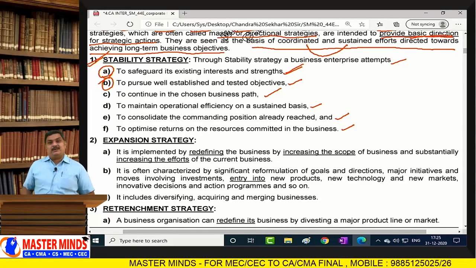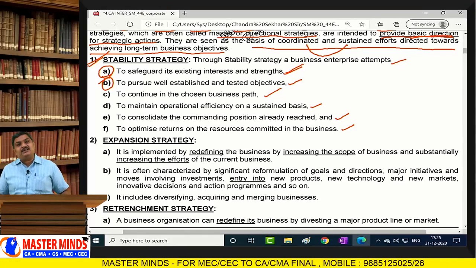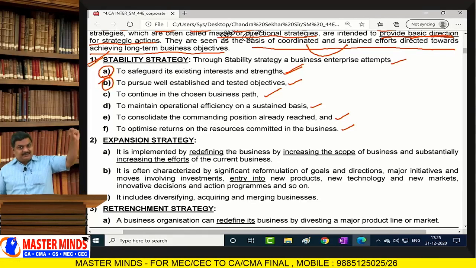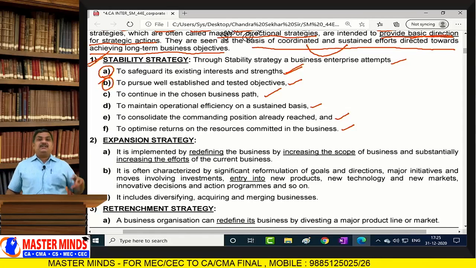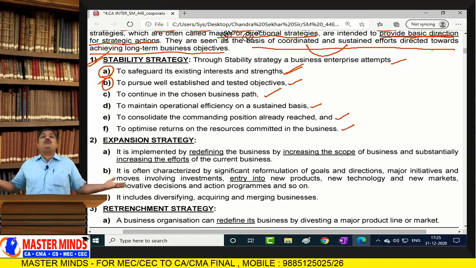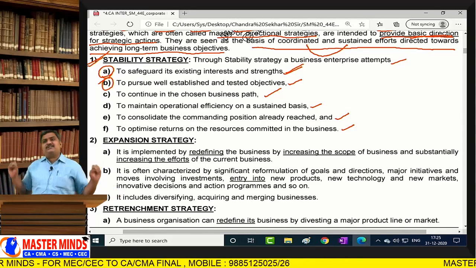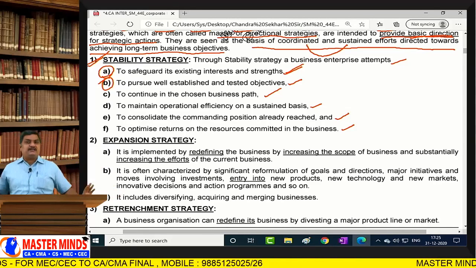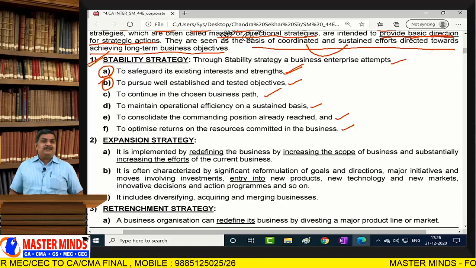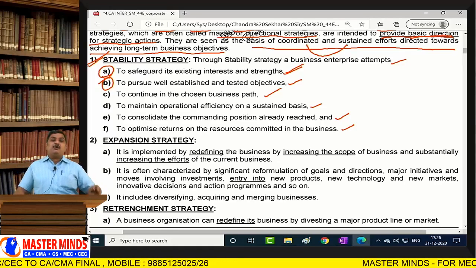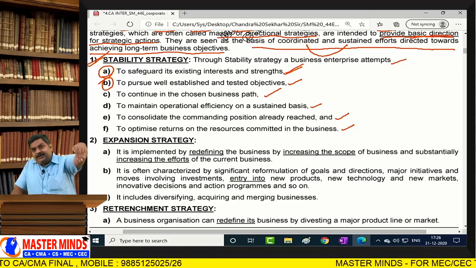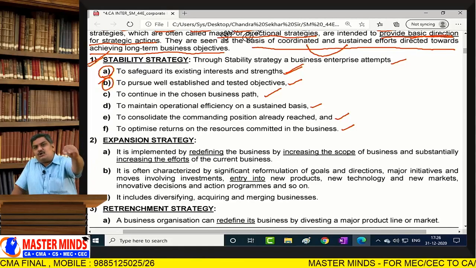And there is a problem here. While understanding this stability strategy, there is a problem that people often misunderstand. They think that stability strategy is a do-nothing strategy. Means, okay sir, I understood stability strategy, it means we need not do anything. No, that is wrong. See, in stability strategy, we follow market penetration. We will try to increase our sales. Is it not doing something?